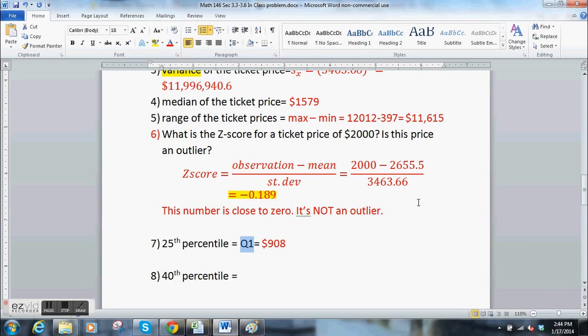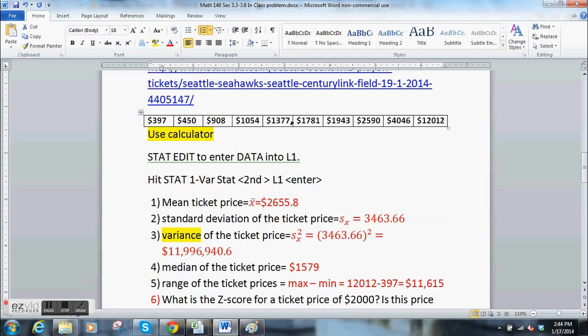It's $908. That's the easiest way to do it, to look at what your calculator gives you as the first quartile. If you want to do it the hard way, the middle of this data set, because this is the lower half of the data set, is 908. I guess that wasn't that hard. So that right there is the lower quartile. And if you look at the upper half of the data, the middle number, 2590, is the upper quartile, or Q3.